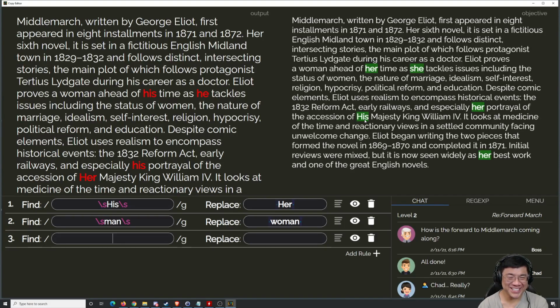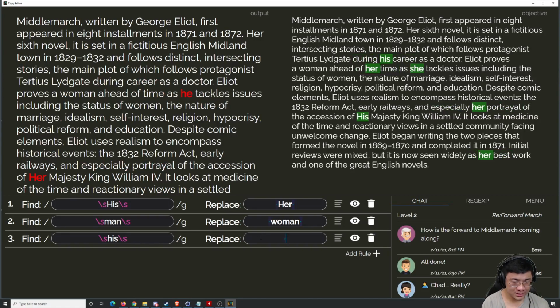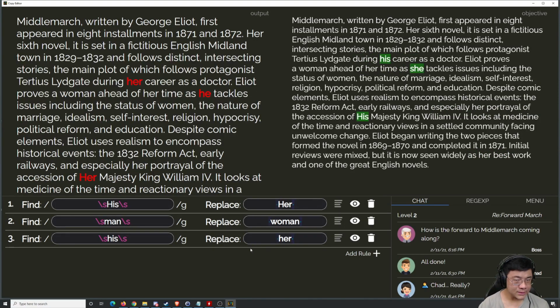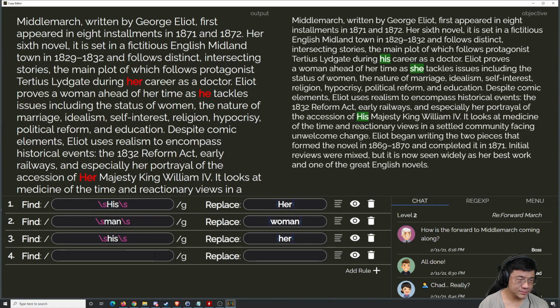Wow, that's a trick. That is a trick. All right, let's go back for that one after I do the he's and her, his and hers. Okay? So "his" becomes "her," and then "he" becomes "she."